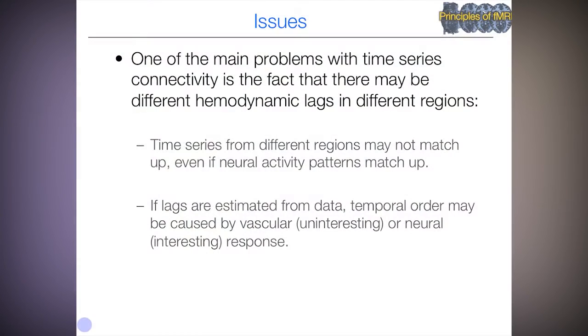So one of the main issues with time series connectivity, as we've described above, is the fact that there may be different hemodynamic lags in different regions. So just because the two regions have the same neuronal activation doesn't mean that necessarily their hemodynamic lags are going to line up. So time series from different regions might not match up even if their neuronal activity patterns match up. If the lags are estimated from the data, the temporal order may be caused by either vascular or neuronal response. Here the vascular response tends to be uninteresting, while the neuronal response is what we're really interested in getting at.